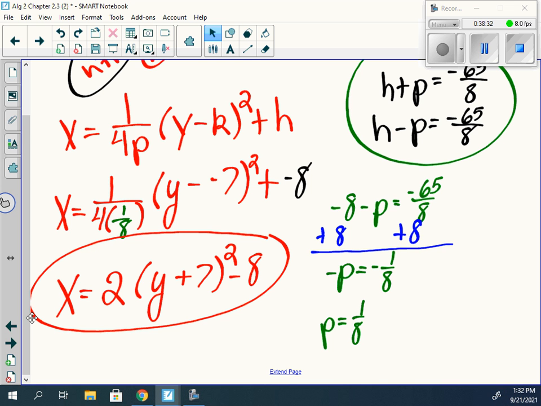Now, we will finish this packet tomorrow, but what we'll be doing tomorrow is finding the vertex, axis of symmetry, focus, and directrix from the equation. So instead of going from the given information to the equation, we're going from the equation to the given information. We're going backwards.